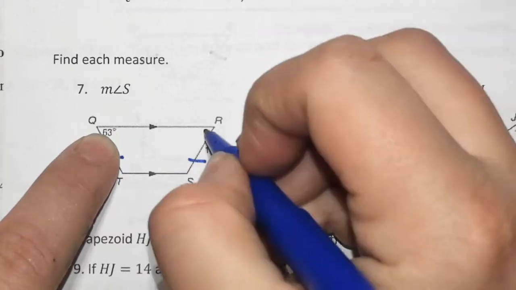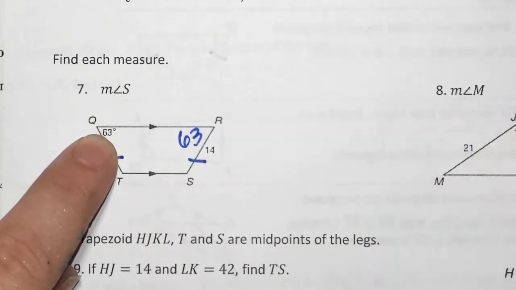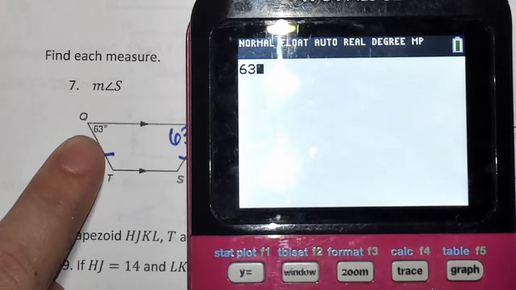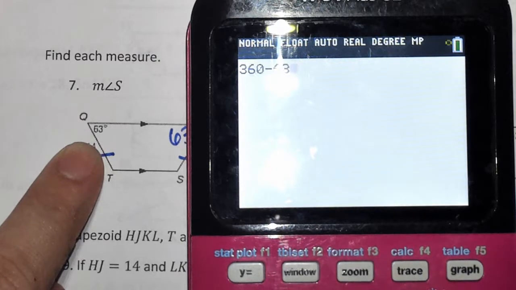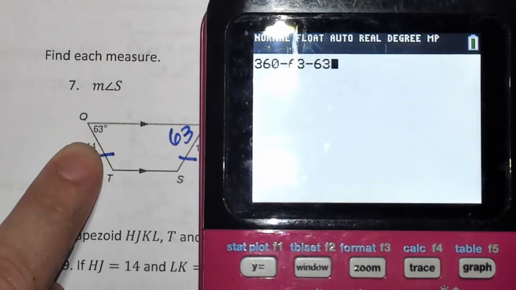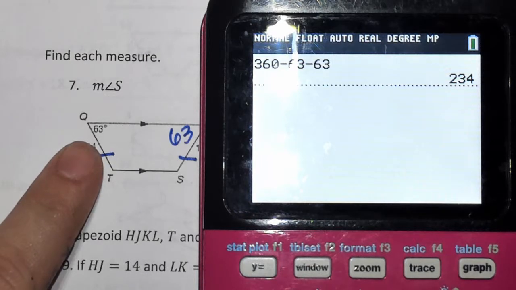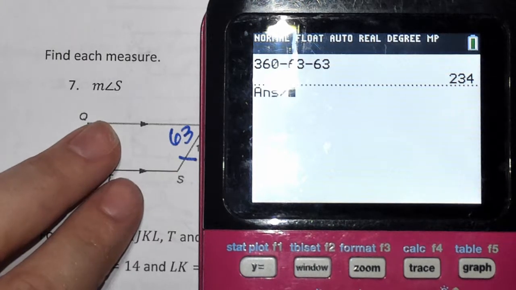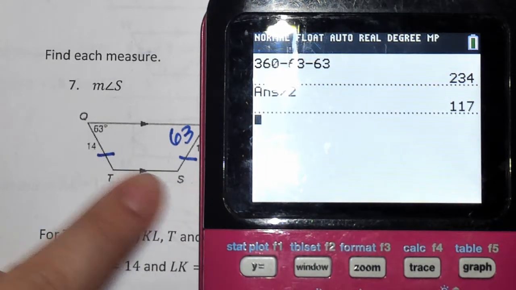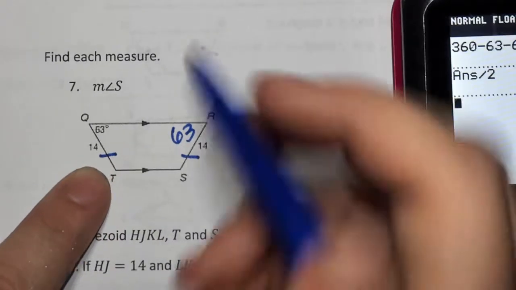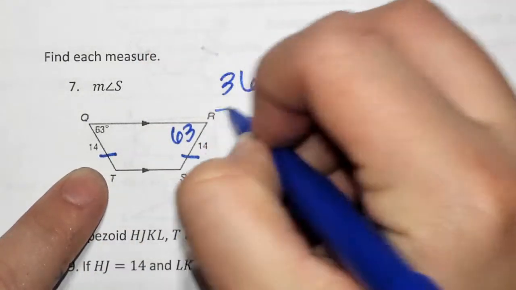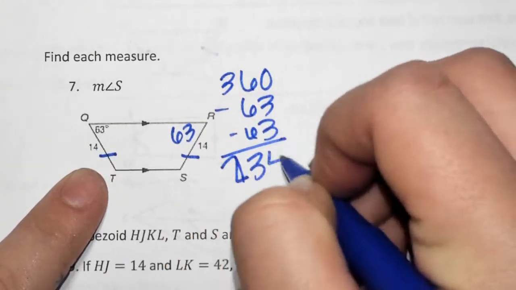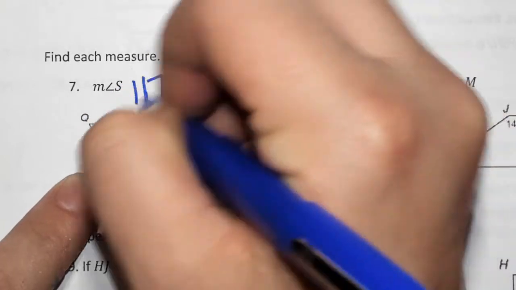So if Q is 63, R is 63. Now, how many degrees does the whole trapezoid have to equal? Okay, so let's start with 360 and subtract 63 twice. What are we left with? 234. But that's not just one angle, right? That's both of them. So what do I divide by? Good. So each one of these is 117. Because we started with 360, subtract 63, subtract 63. We get 234 divided by 2. So our answer is 117.